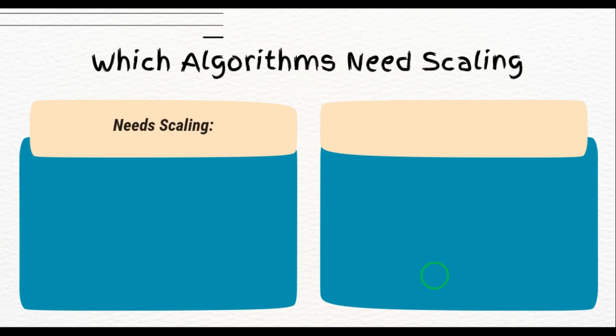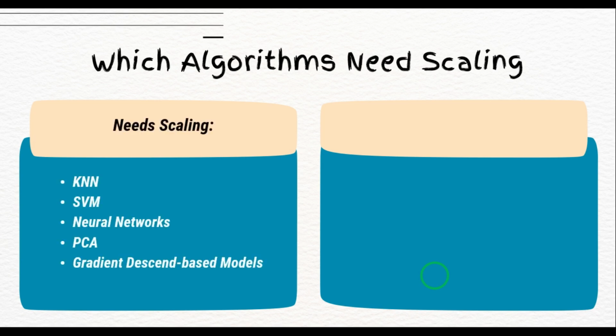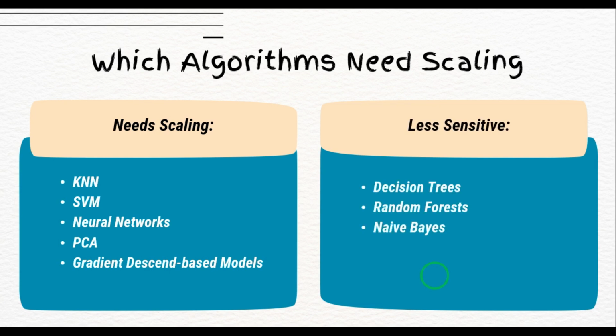Not all algorithms care about scaling equally. Distance-based and optimization-based models need it because their math depends on magnitude. But how about tree-based models? Not really. They split data by order, not distance. So if you have ever wondered why your tree worked fine, but your neural net failed, now you know why.